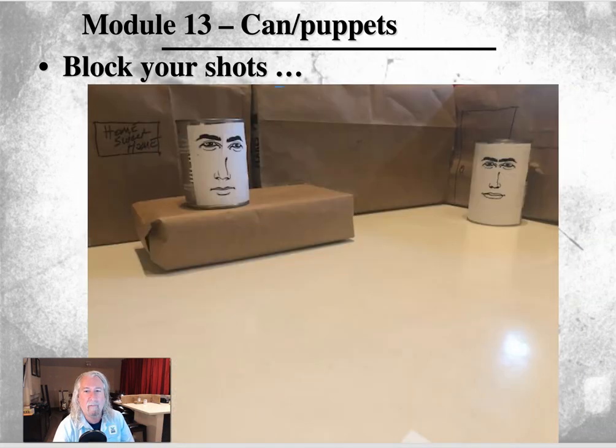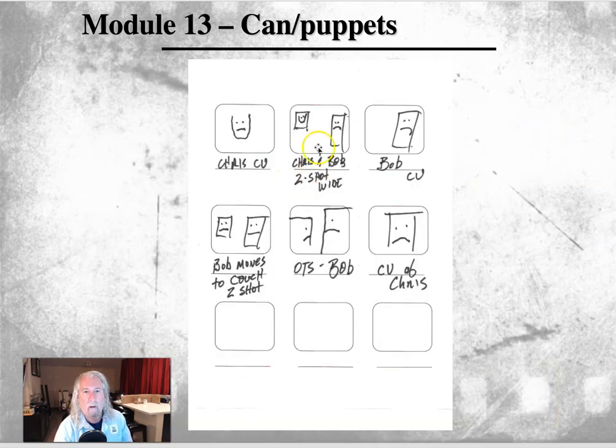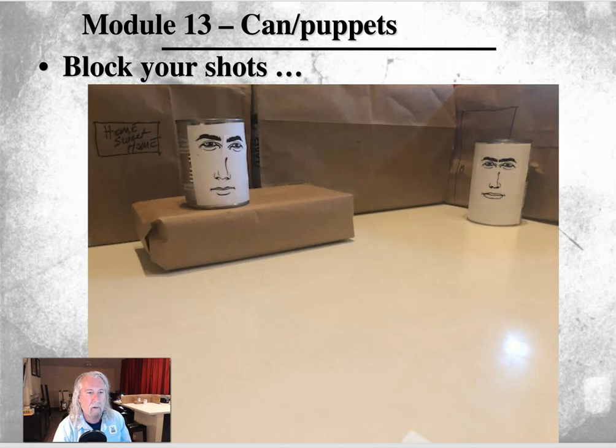So it's an awesome way to start. Then what I did was just start to block your shots. So I've got the smaller can, I've got Chris on the couch here, and then Bob here. On my storyboard, this would probably be my second shot. Okay, so this is a two-shot wide, and this is kind of how it's going to look. So I'm now starting to block, and I'm just giving you some ideas. This part you probably won't move into until next week.